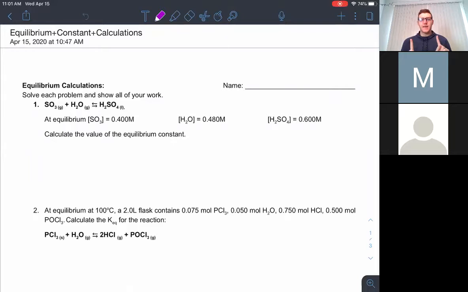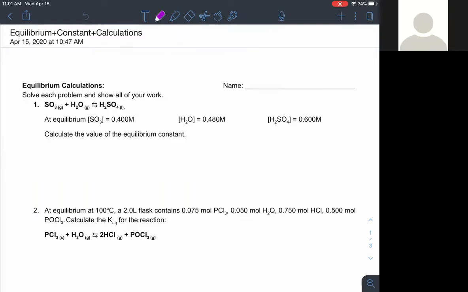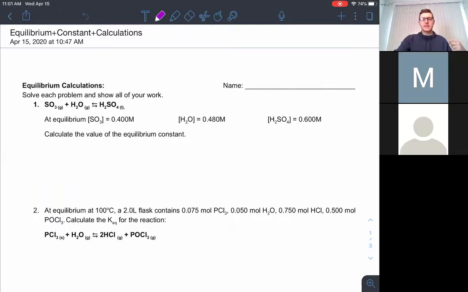So that means that at some point, the amount of reactants that are converting into products is the same as the amount of products that are moving back and turning into reactants. So they're the same amount on both sides. So they're moving at the same rate. That doesn't mean they have the same amount of concentration on each. It just means that their movement is the same going back and forth.